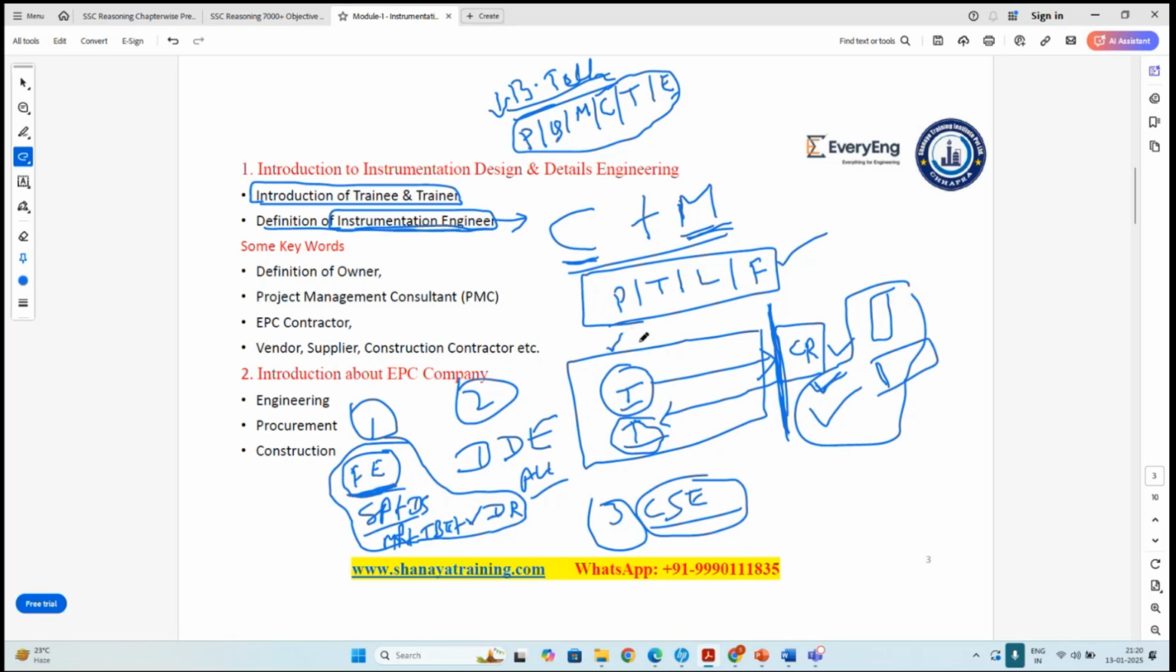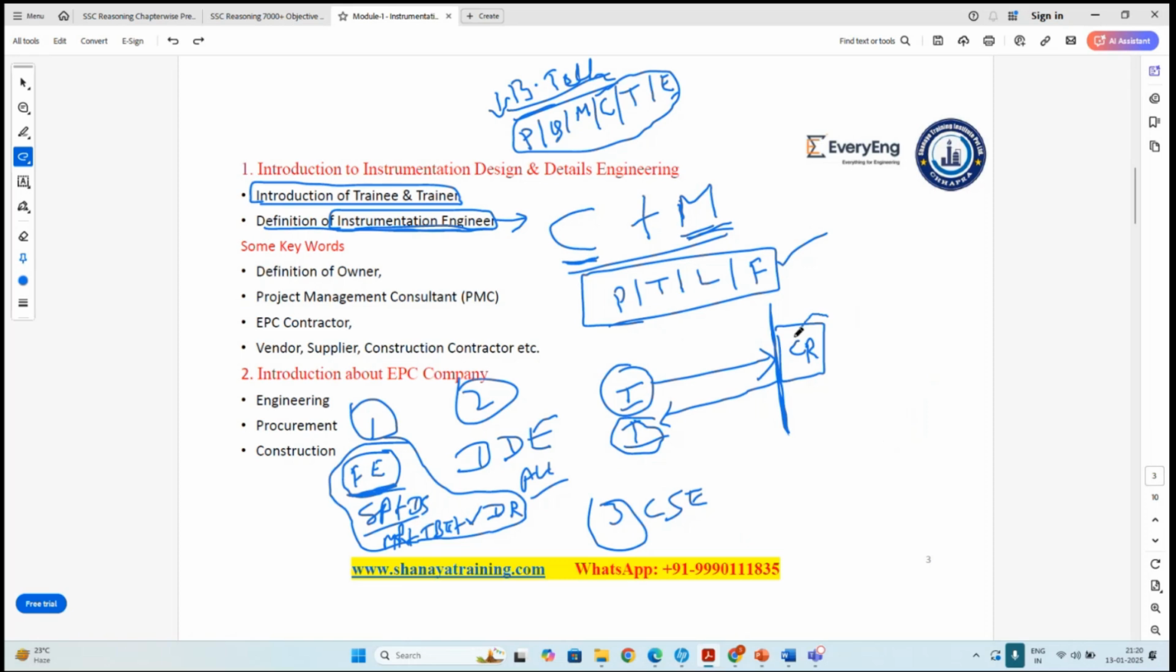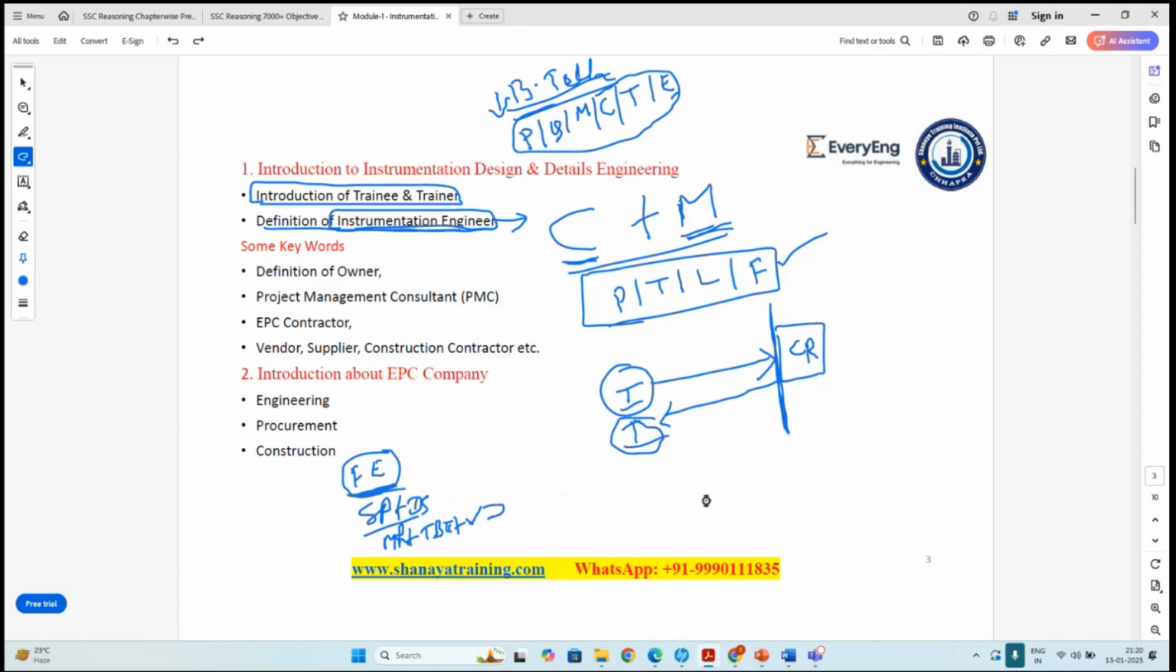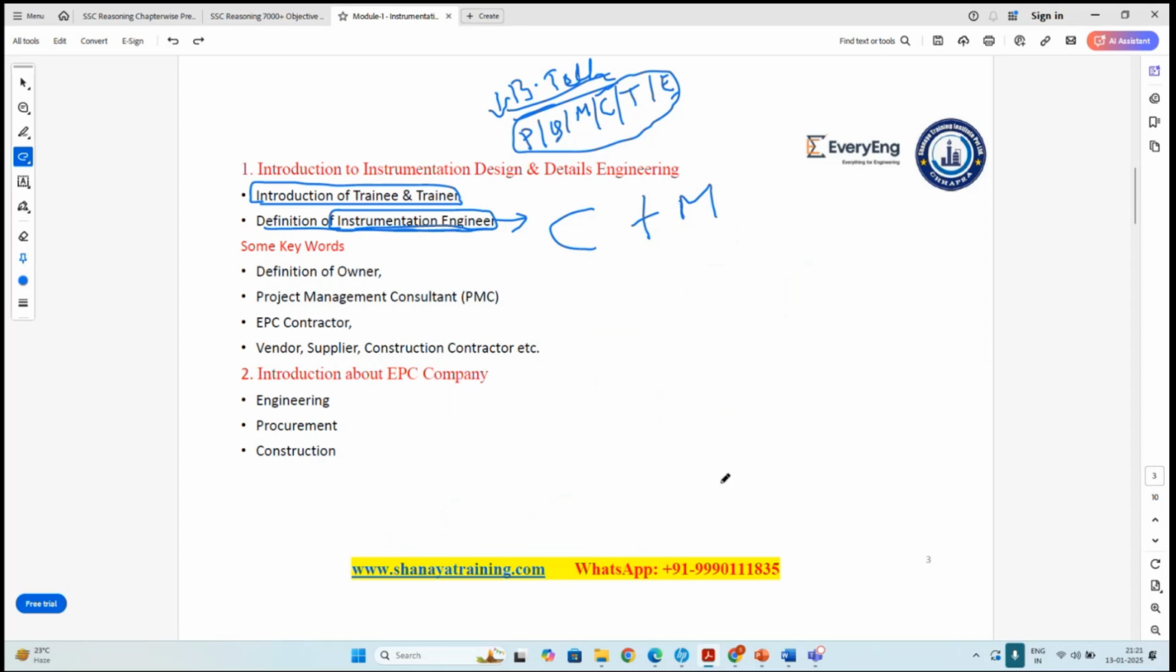So our roles and responsibilities are towards the field, not inside the controllers. Controller-side training, like programming, mimics preparation, SCADA screen preparation, selection of control networks and hardware, all those things come under automation training. I think you all know about that. We are in the instrumentation design engineering training, not in the automation training. So these are the basics about the instrumentation design engineer.